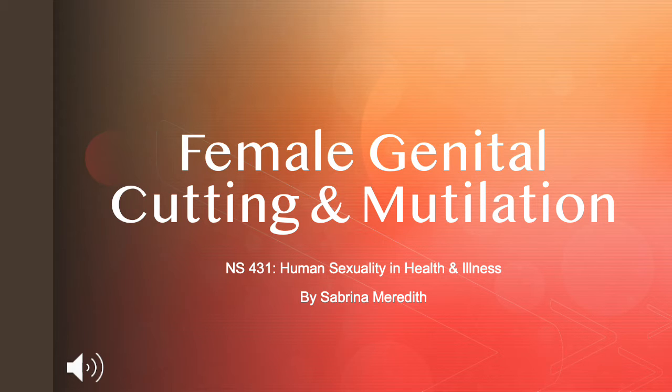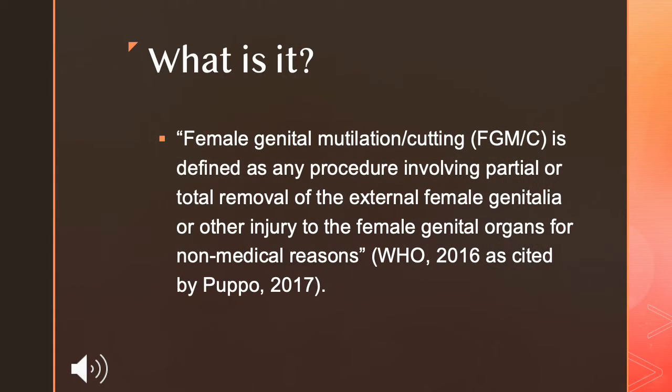The subject I've chosen to cover for our presentation assignment is female genital cutting and mutilation. So, what is female genital cutting and mutilation? According to one source, female genital mutilation or cutting, also known as FGM/C, is defined as any procedure involving partial or total removal of the external female genitalia or other injury to the female genital organs for non-medical reasons.